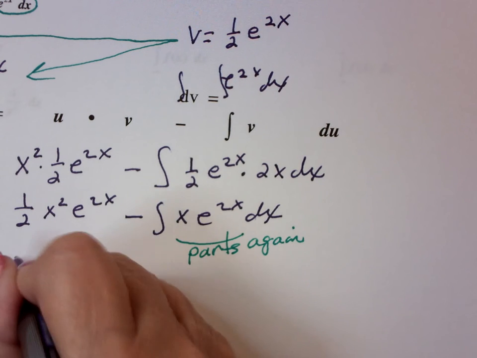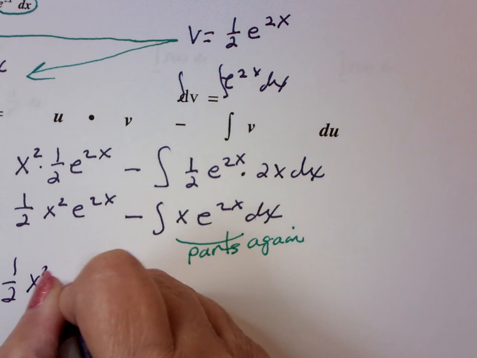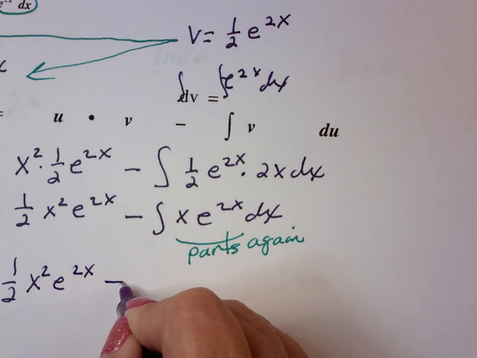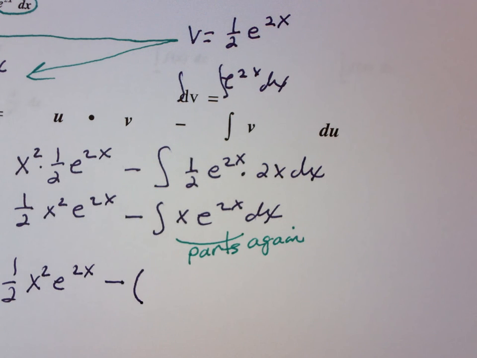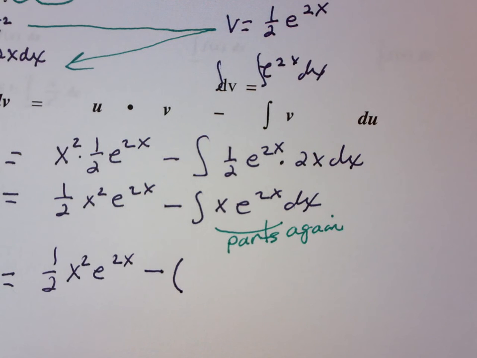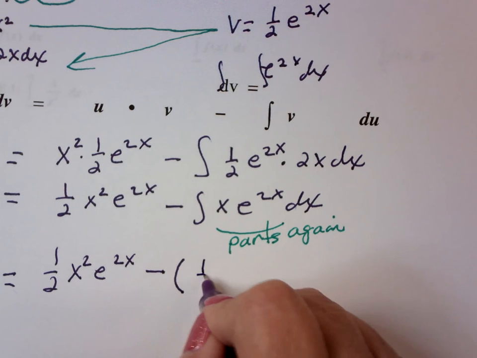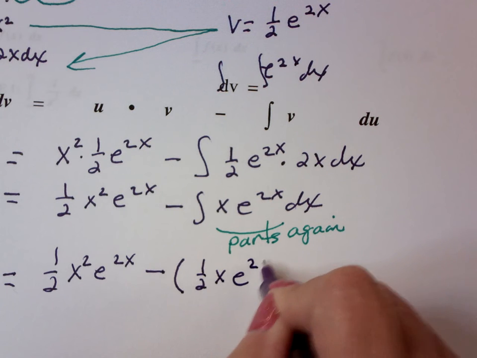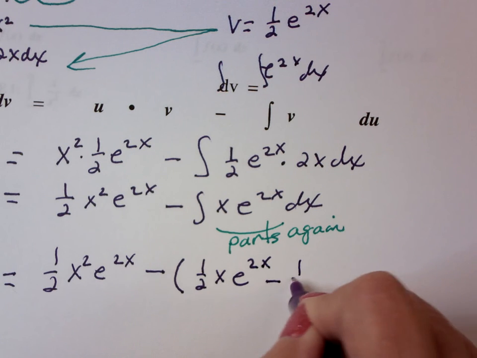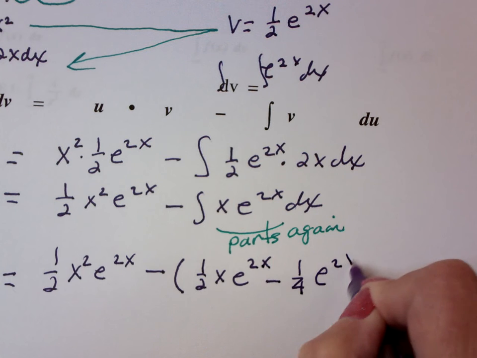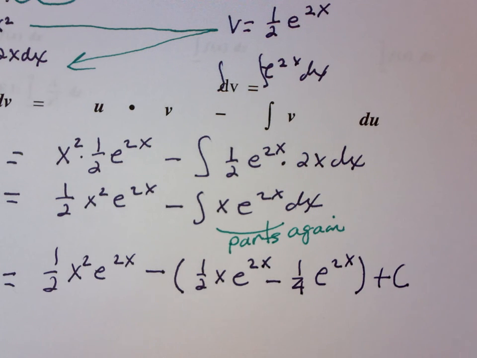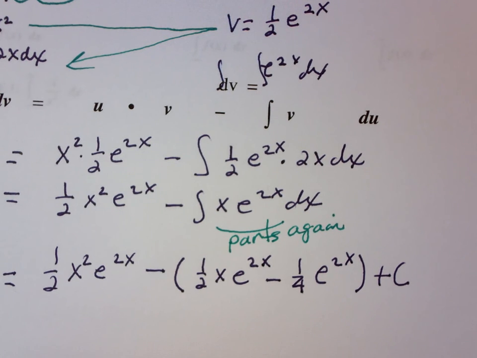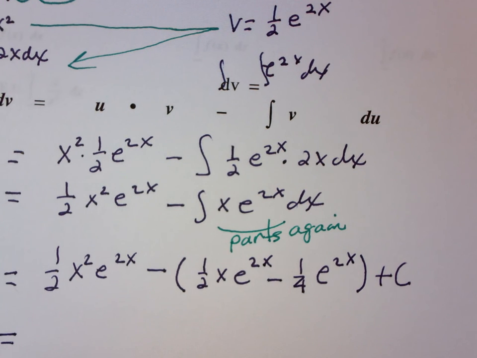So this becomes 1/2 x squared e to the 2x minus, and it's more than one term, so it's got to go in parentheses. What's coming up from the bottom is 1/2 x e to the 2x minus 1/4 e to the 2x plus c. Of course, you can multiply that through if you like. I'd probably stop there if I'm on an exam and I had to do this.